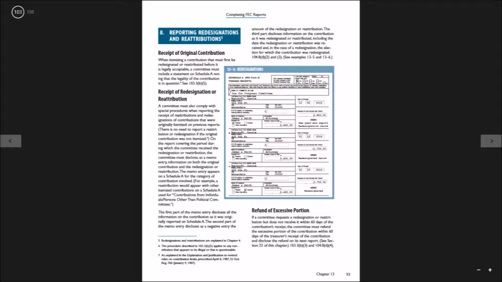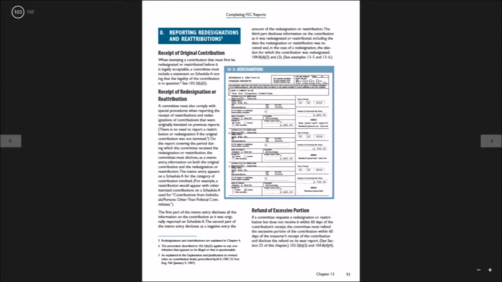Receipt of redesignation or reattribution. The committee must also comply with special procedures when reporting the receipt of reattributions and redesignations of contributions that were originally itemized on previous reports. There is no need to report a reattribution or redesignation if the original contribution was not itemized. On the report covering the period during which the committee received the redesignation or reattribution, the committee must disclose as a memo entry information on both the original contribution and the redesignation or reattribution. The memo entry appears on a Schedule A for the category of contribution involved.